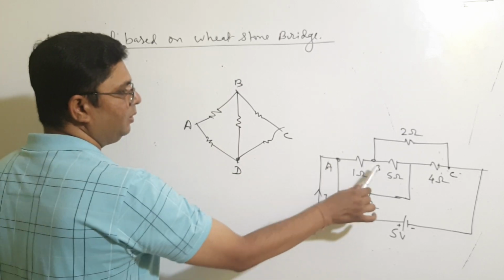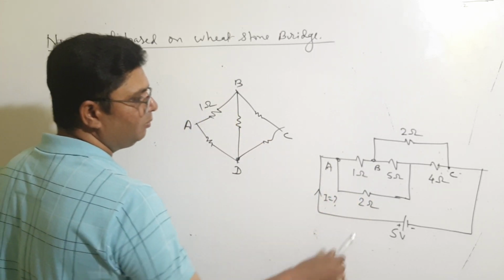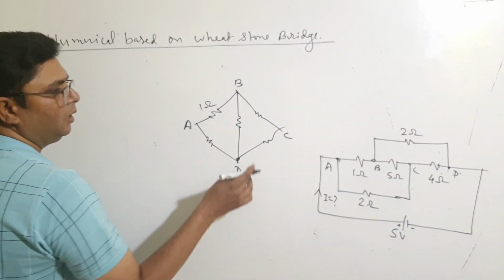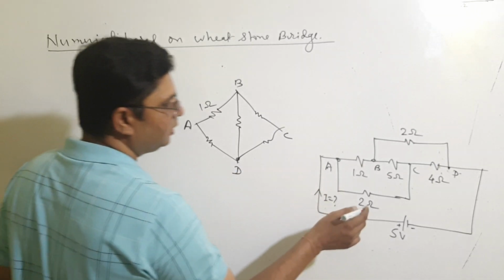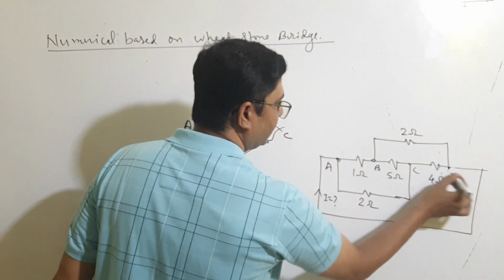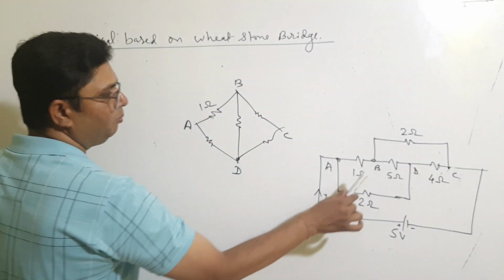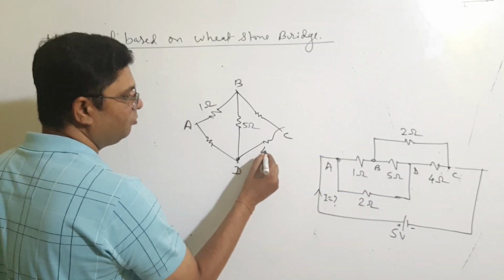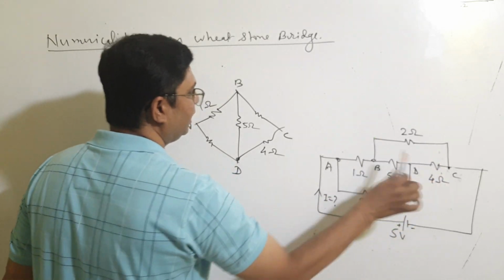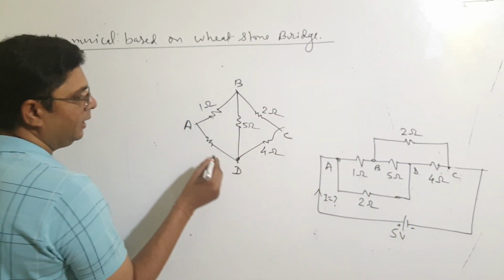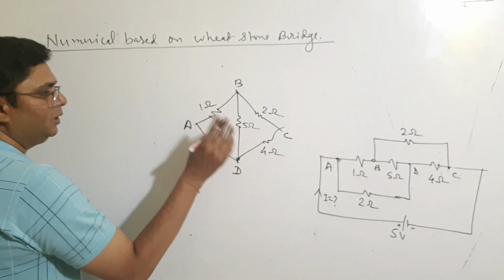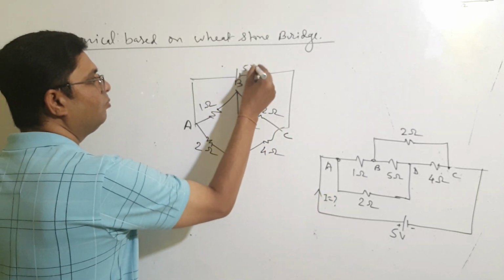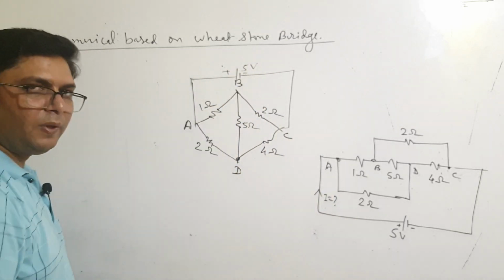So the resistance between A and B is 1 ohm. This is A, B, this will be C, and this is D. Between B and D is 5 ohm, the center part, and between D and C is 4 ohm. Resistance BC is 2 ohm, and here this is again 2 ohm. This is the circuit which is connected across a battery having 5 volt. Then what will happen? You have to find the current.